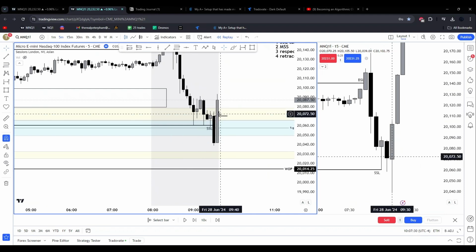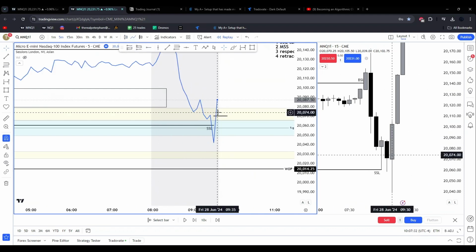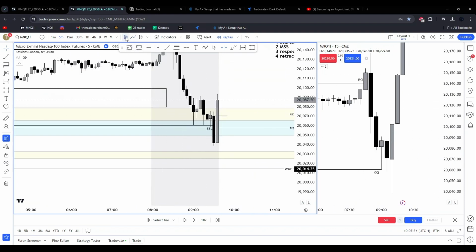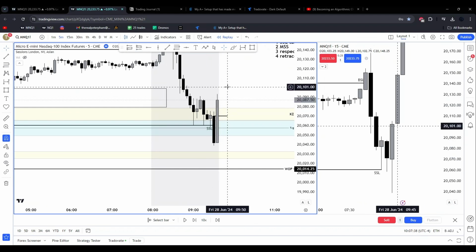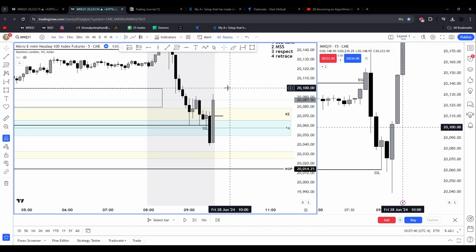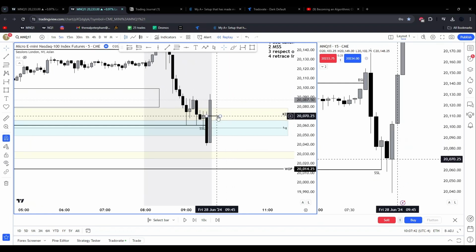There's no structure to that wick. So I don't really trust wicks as much as I trust opens, and particularly for order blocks only. So this is your order block.